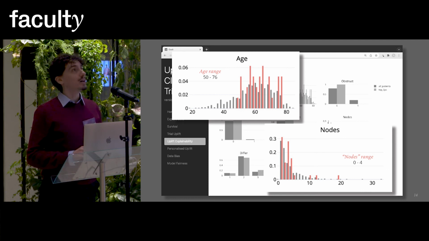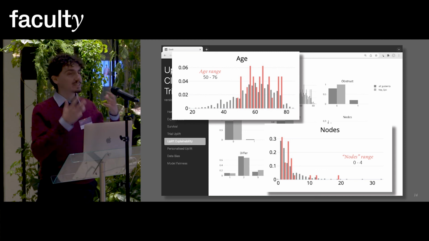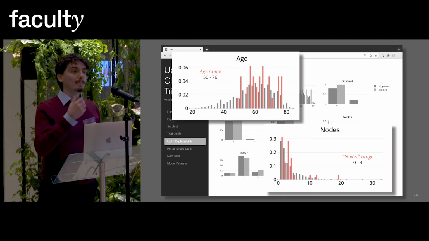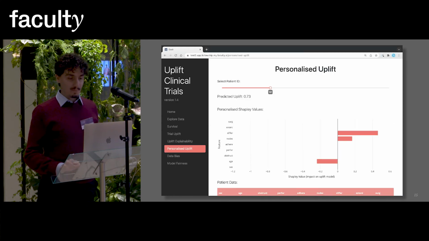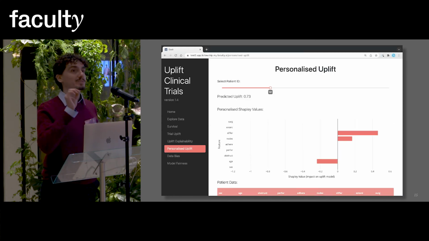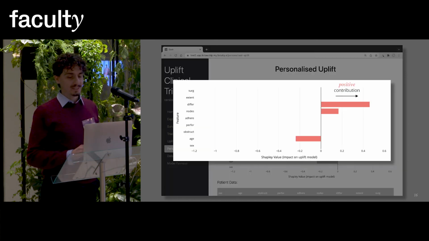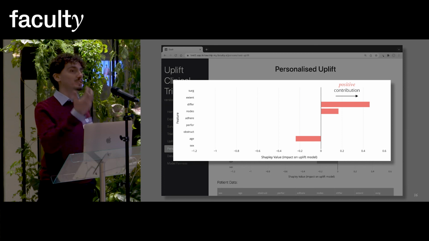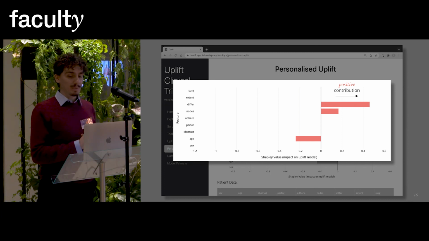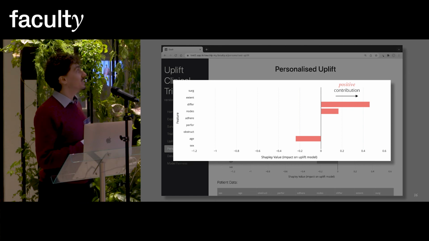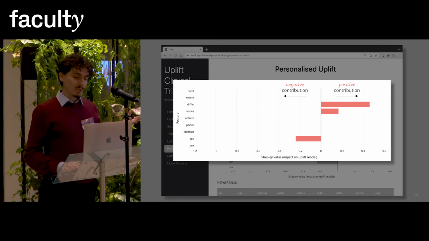This is very good if you want to start to understand at the population level how the decisions are made by this model. But you can also go one step further. You can go patient by patient at a personalized level and see which are the parameters that the model has taken into consideration to make its decision. As you can see here for this particular patient, there are two features that contributed positively to a positive benefit from taking this drug, and one that actually contributed negatively.